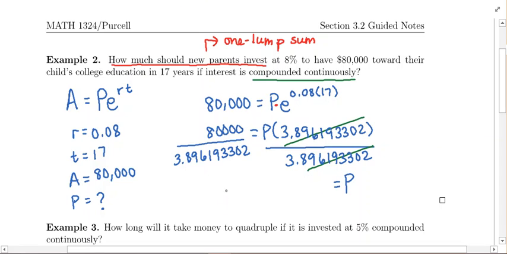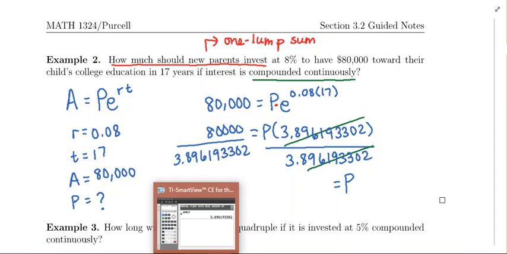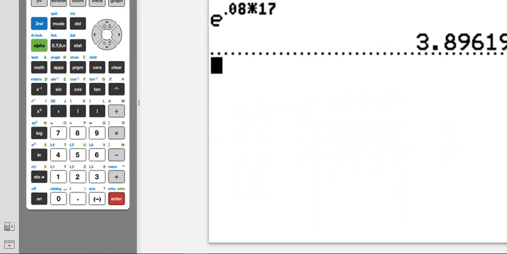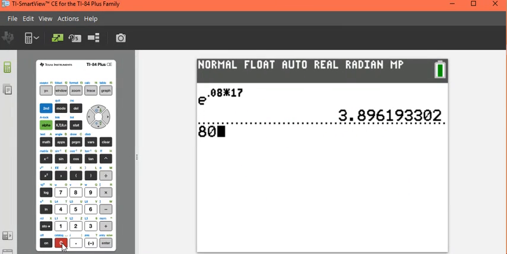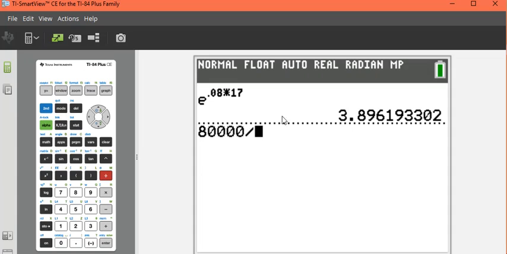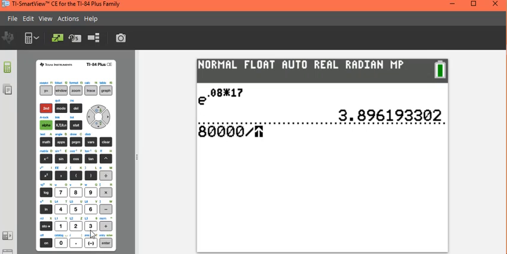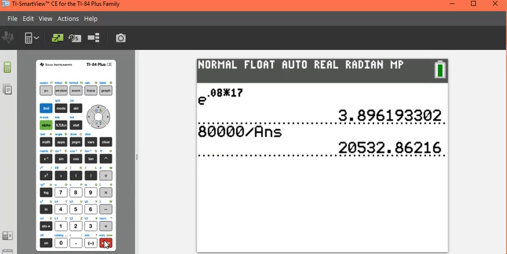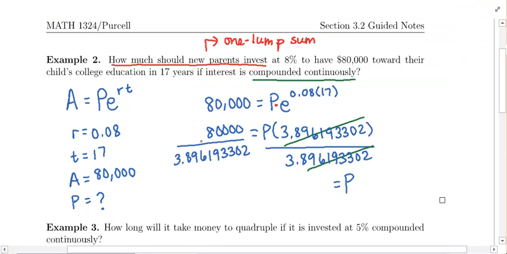Let's go to our calculator and do 80,000 divided by this decimal. You can either type this in and carry all the digits, or you can do second, the minus sign right here, second answer, and it'll divide by that previous number. So here we go. This will be our answer if we round it to the nearest, and this is money. This is how much the new parents need to be investing. So let's jot this down.